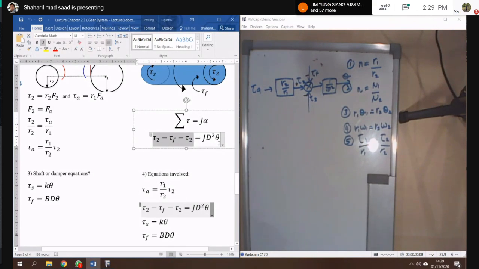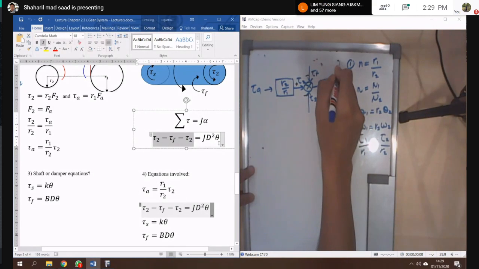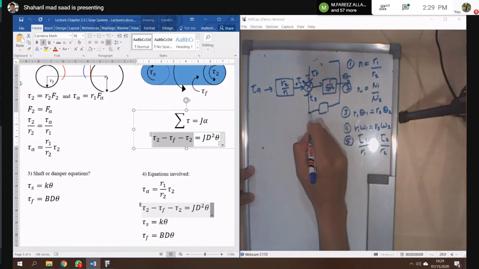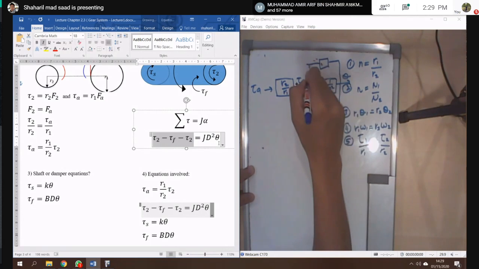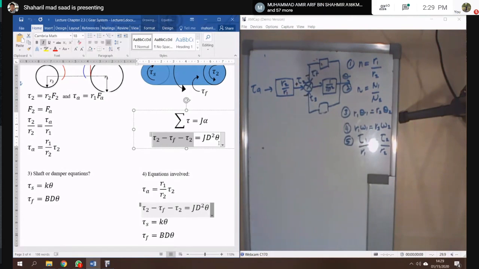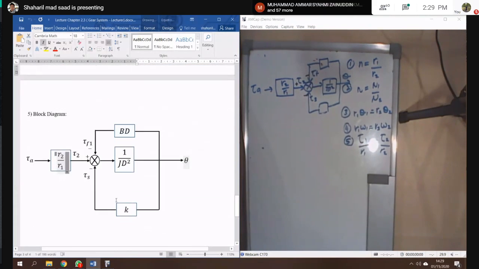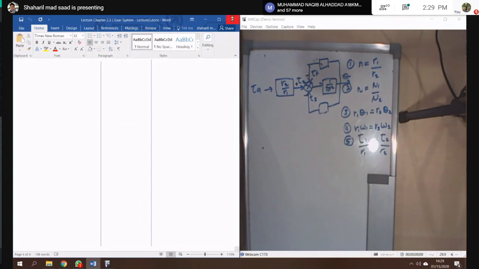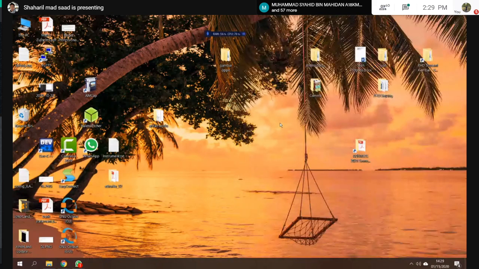And then after that, you can solve for equations 3 and 4 here. So that's why you will get the block diagram like this one. So that's it for this chapter. If you don't have any questions, we proceed to another one.